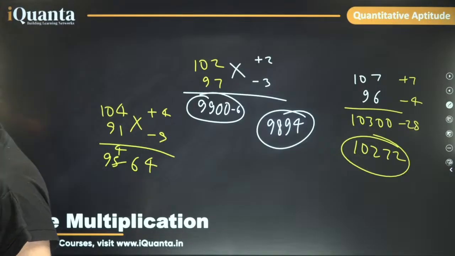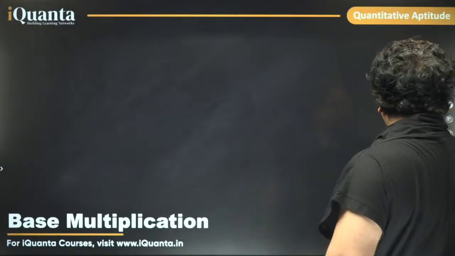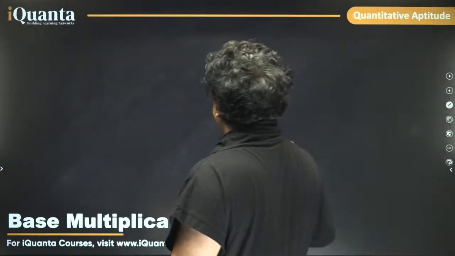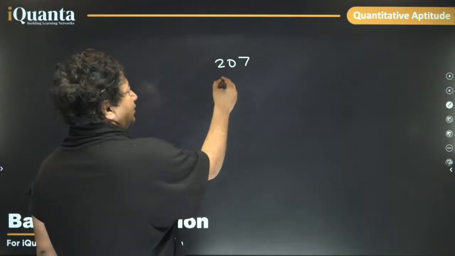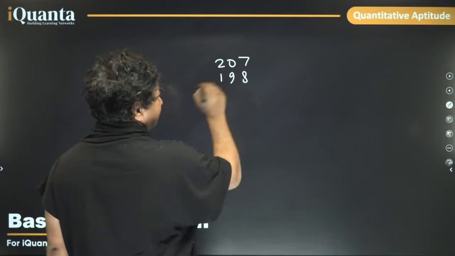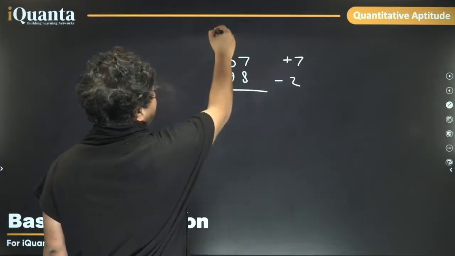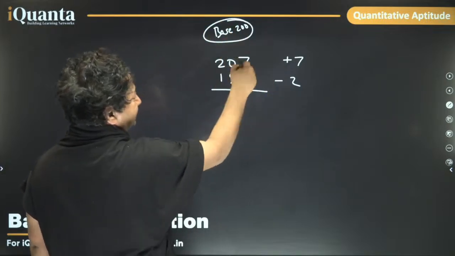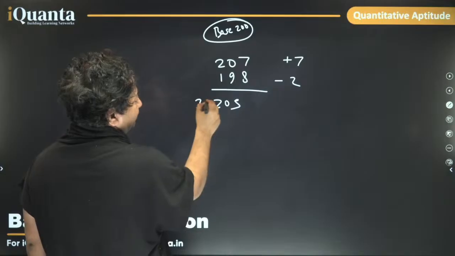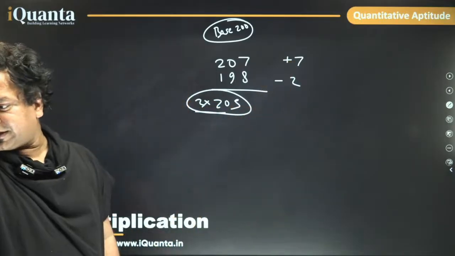Good, Jatin. Now, having said that, we can also do it for different bases. Let's say I have 207 multiplied by 198. This is 7 more, this is 2 less, and the base here is 200, isn't it? So if you do it this way, you get 205 multiplied by 2 has to be done. Here minus 14. You know that, right?